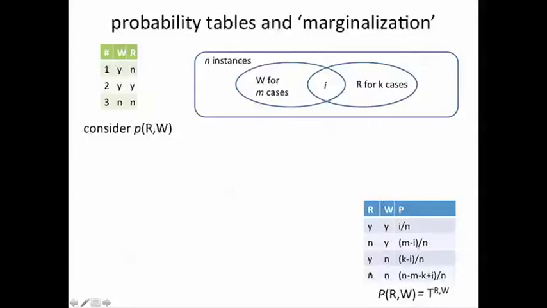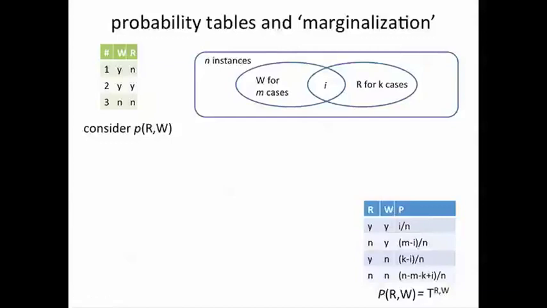And the probability that it neither rains nor the grass is wet is n minus m minus k plus I over n. Notice that we had to add in I because these m cases included I, so did these k cases, so we had these overlap cases coming twice, so we had to add them back in since they were subtracted twice when we subtracted m and k. Well, a table like this is called a probability table or also a potential.